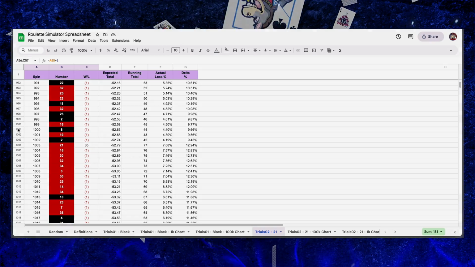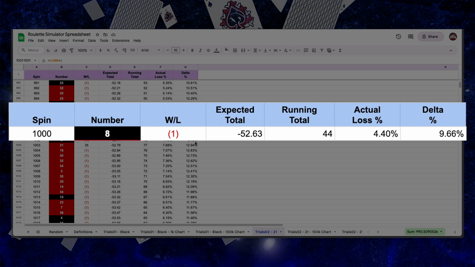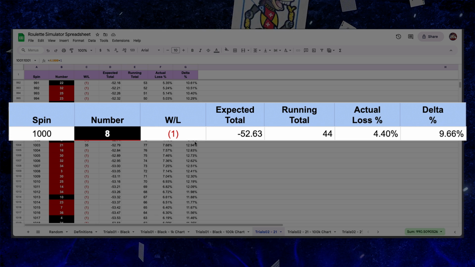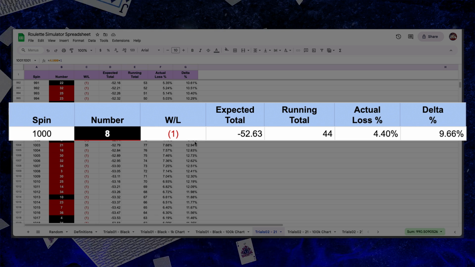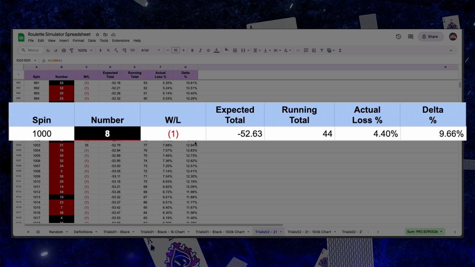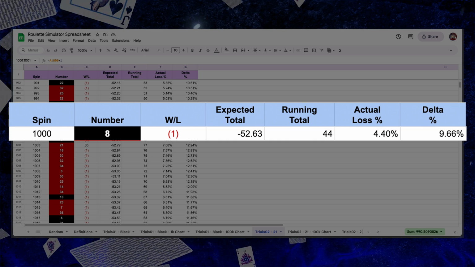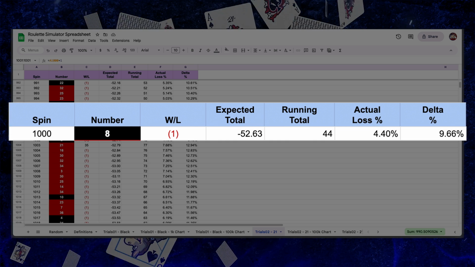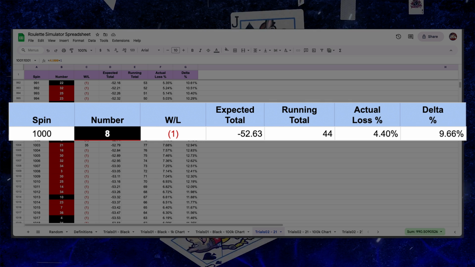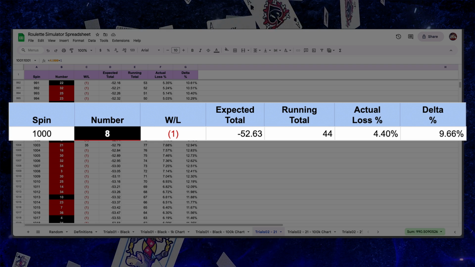So let's look at our 1,000th spin. So here we're actually up 4.4%, which is a delta of almost 10%. We're ahead of the curve by 9.66%. So we would expect to be down $52.63, just like when we were betting $1 on the black even money bet. But instead of being down 52, we are up $44. So here we have an even bigger delta.